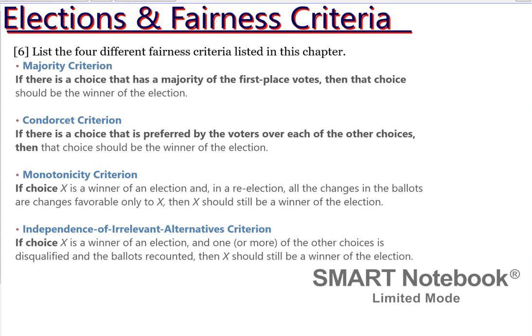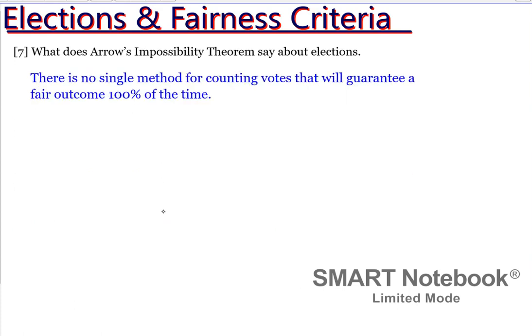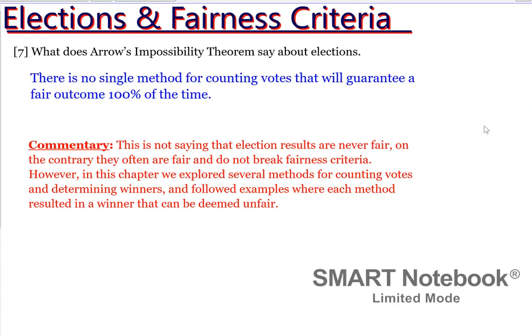And that's why we come to the final culminating statement of the chapter, and that is Arrow's impossibility theorem, which says that there is no single method for counting votes that will guarantee a fair outcome 100% of the time. That being said, election results are fair. We're not saying that never are election results fair. Most of the time they are fair.